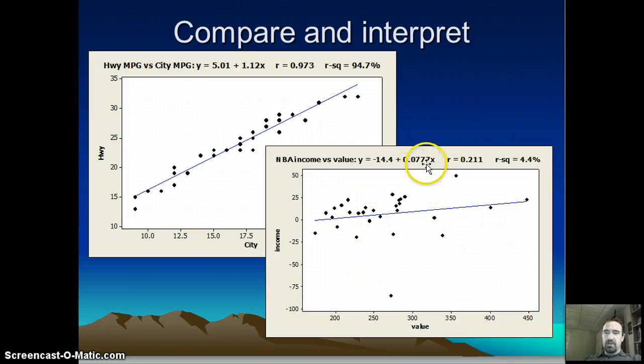Probably not. More interesting is the slope. 0.0777 says if your value goes up $1 million, we would expect your income to go up a little bit, about $77,000. And so that's interesting to see a little bit of an increase for higher value teams, but once again, not a great model.